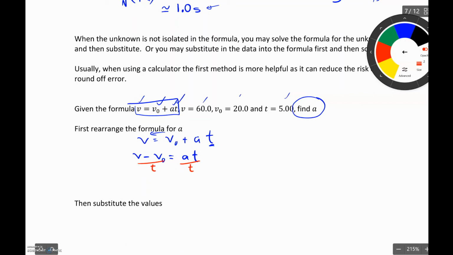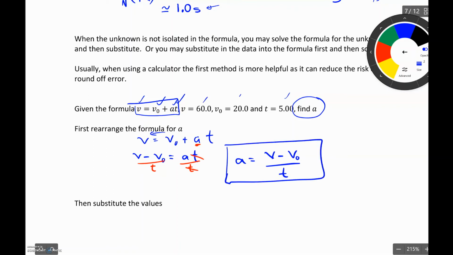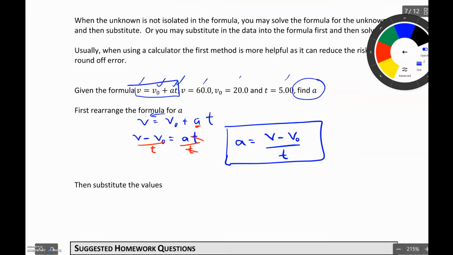I know I said T there. We want to actually solve for A. So we divide by T. So the T goes, and you're now left with A equals V minus V0 over T. So now we have manipulated our formula, or solved for the variable A.